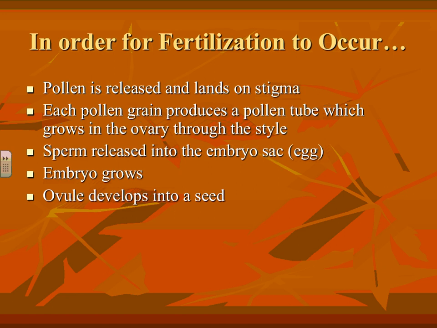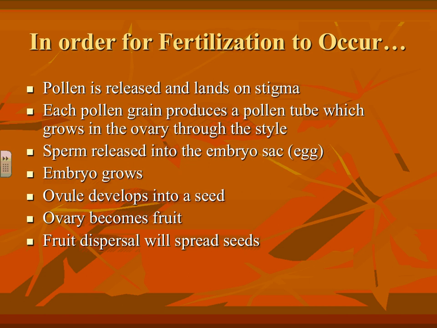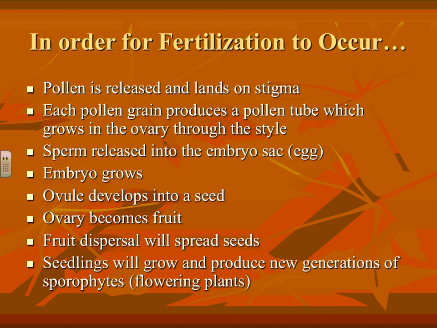The ovule develops into a seed. The ovary becomes the fruit, which means you're never going to look at an apple the same way again. Fruit dispersal will spread the seeds, so when wild animals eat, let's stick with the apples, when deer eat the apples and they digest them, they don't digest the seeds, and they deposit them somewhere in the wild, in the forest, and the hope is that those seeds will then germinate and grow more apple trees. Seedlings will grow and produce new generations of sporophytes, which are our flowering plants.